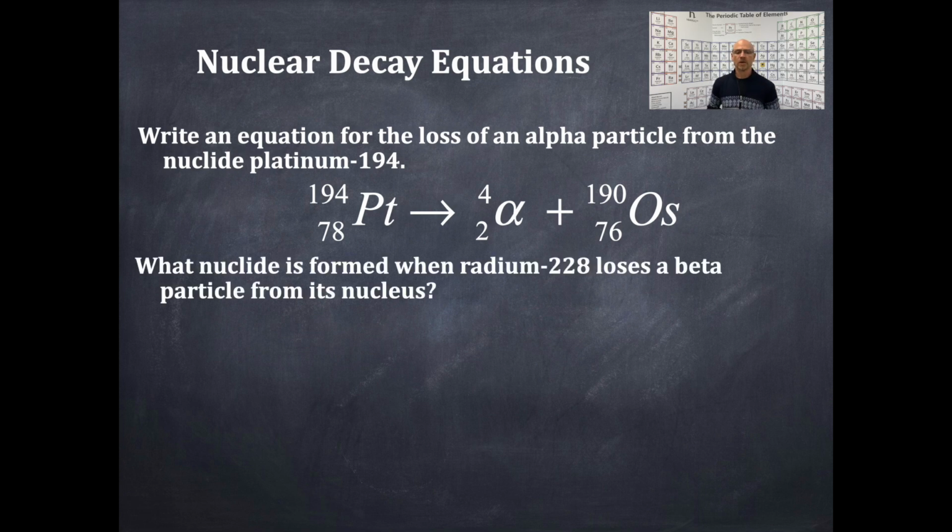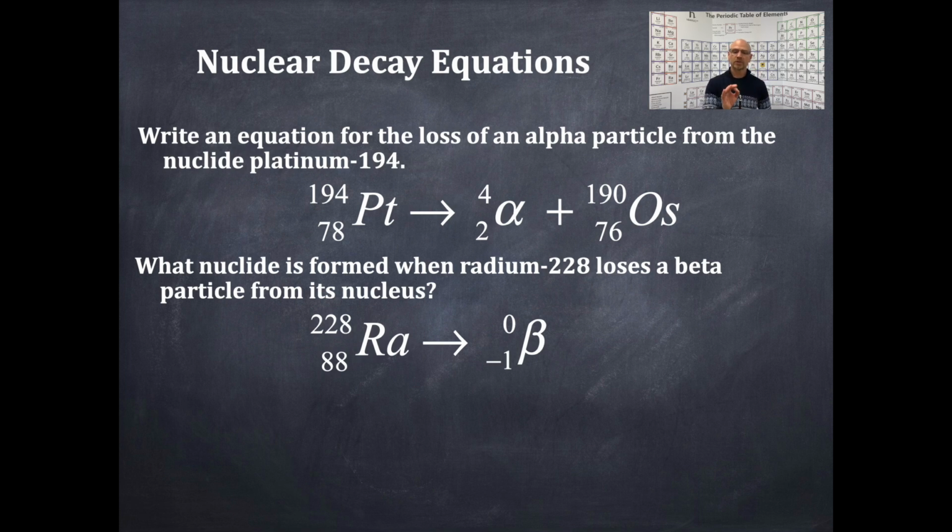Let's do another one. What nuclide is formed when radium-228 loses a beta particle from its nucleus? Again, we need to look at our periodic table. We need to find radium-228 and write down that isotope. Radium is element 88, Ra. I'm going to write the beta particle, which is a 0 and a -1 with the beta symbol.